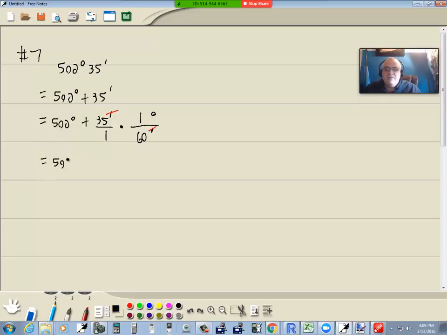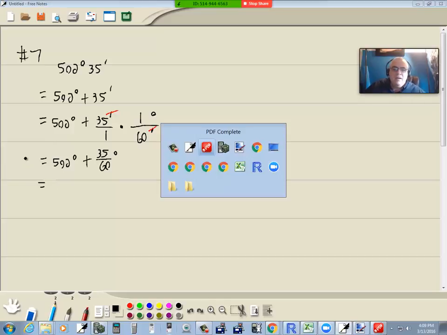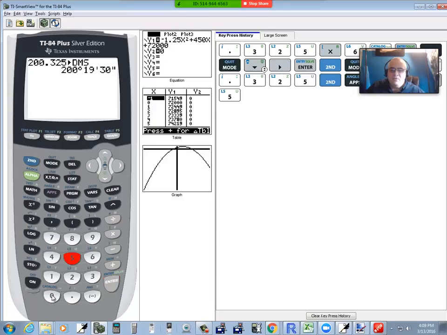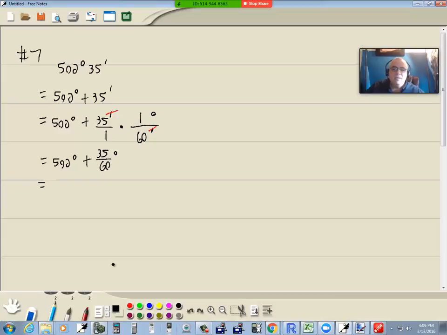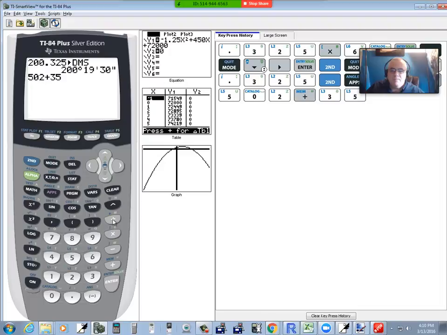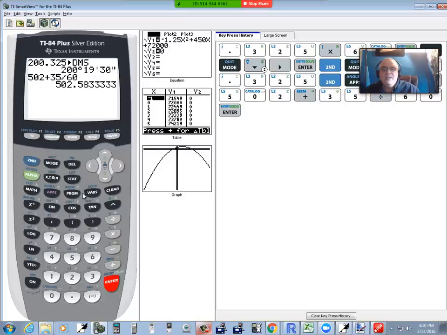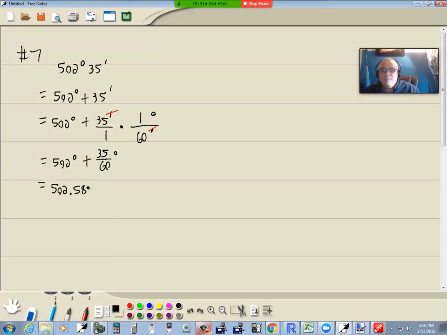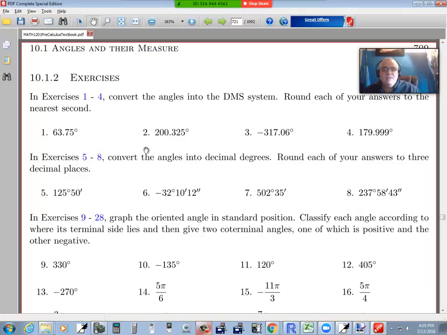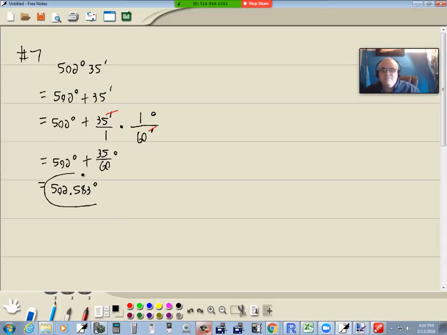So we've got 502 degrees plus 35 over 60 degrees. So 502 plus 35 over 60. I think it's 3 decimal places. 502.583 degrees. Let me double check that. Round each of the answers to 3 decimal places. Yeah, so that would be our answer.